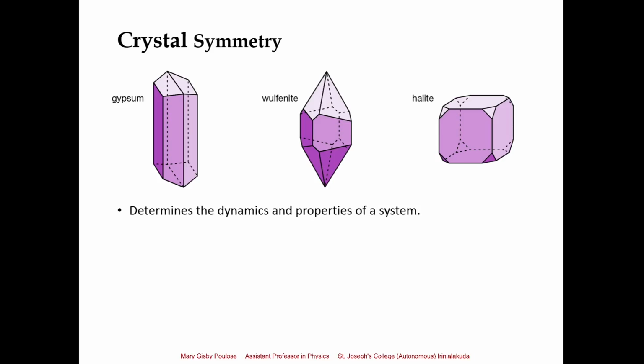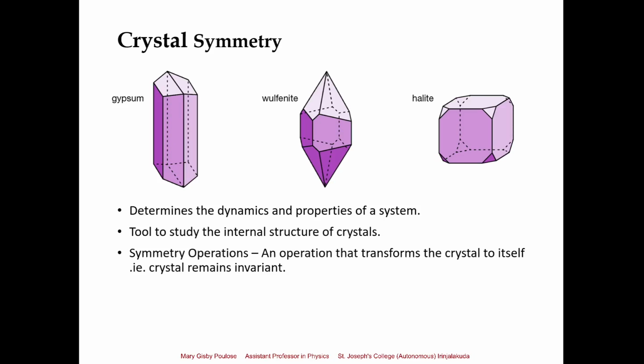Now, the crystal symmetry determines the dynamics and the properties of that system. Symmetry is a tool to study the internal structure of crystals. To know whether the crystal has symmetry or not, we do symmetry operations upon that crystal. A symmetry operation is an operation that transforms the crystal to itself. That means, even after that operation, the crystal remains invariant.